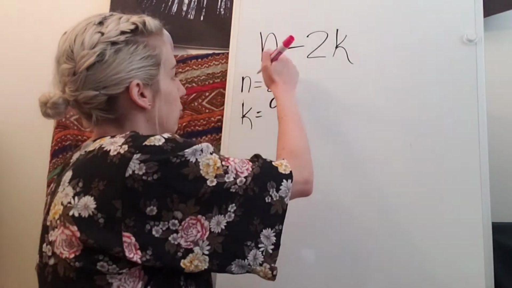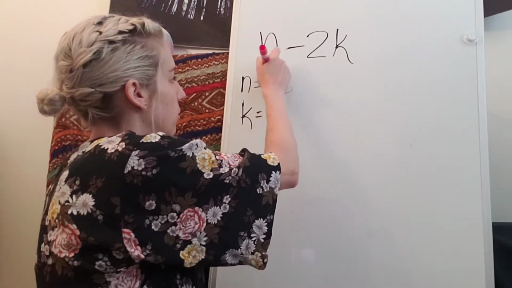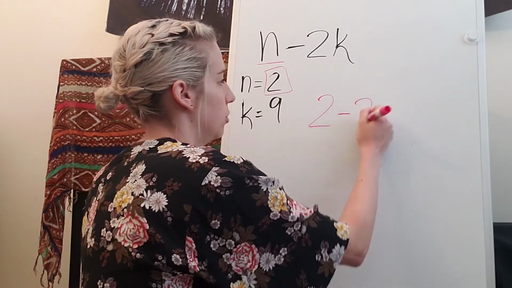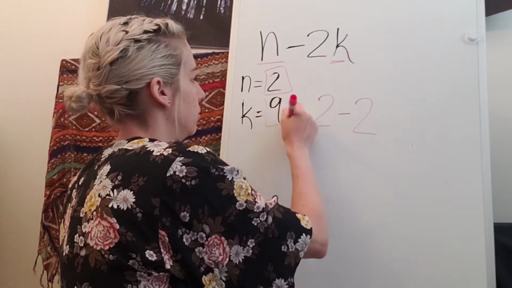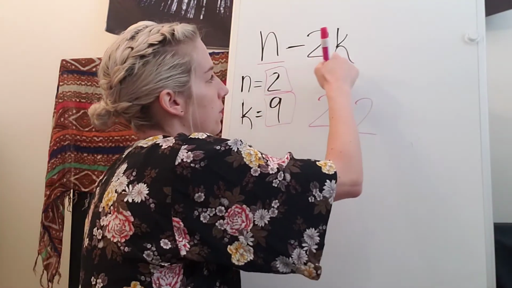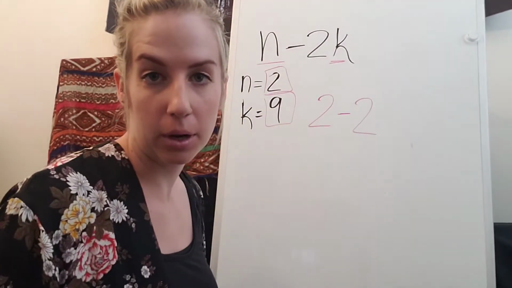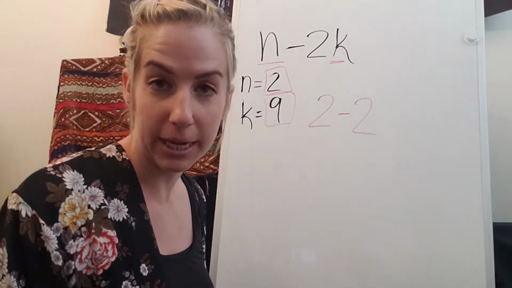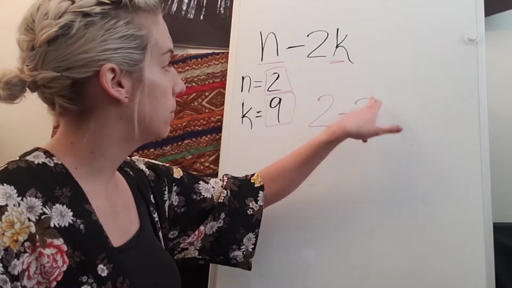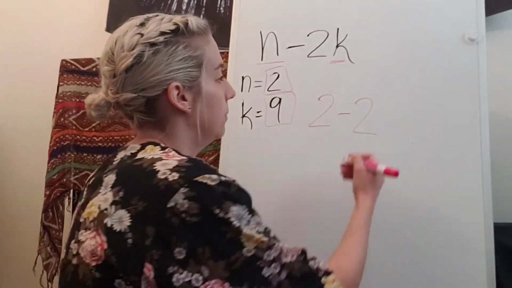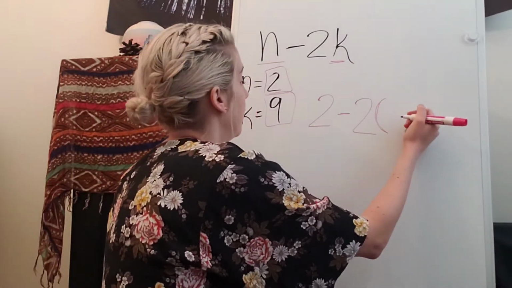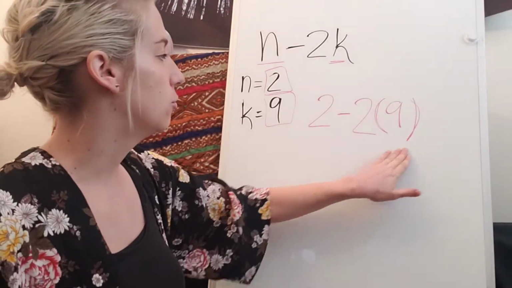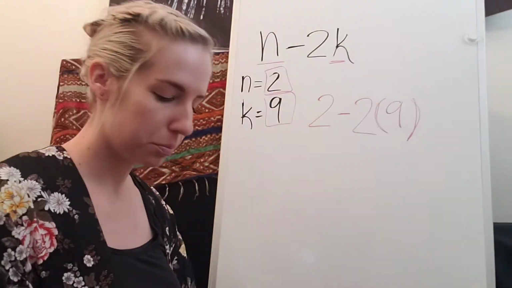But I'm going to rewrite this. Instead of n, I'm going to use 2. So I'm going to have 2 minus 2, and then my k has turned into a 9. When I have a number and a letter right next to each other, what kind of math is that? It's multiplication. So now I'm going to take 2 times, in parentheses, my k which turned into a 9. So I have 2 minus 2 times 9.